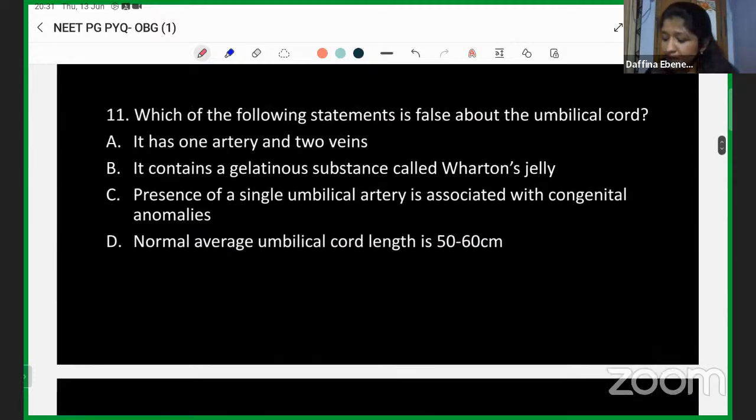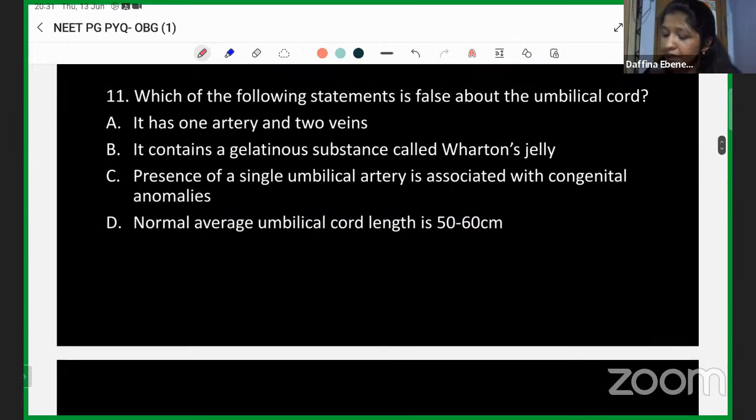Which of the following statements is false about the umbilical cord? It has one artery and two veins. It contains a gelatinous substance called Wharton's jelly. Presence of a single umbilical artery is associated with congenital anomalies, and normal average umbilical cord length is 50 to 60 centimeters. Which of the following statements is false? First we'll start ruling out. Does it have one artery and two veins? No, it has two arteries and one vein. So that is the answer.